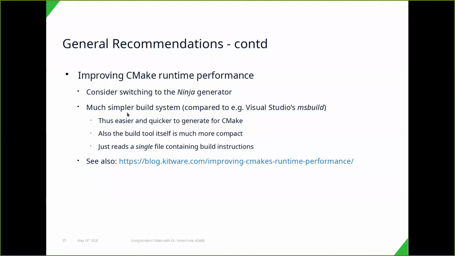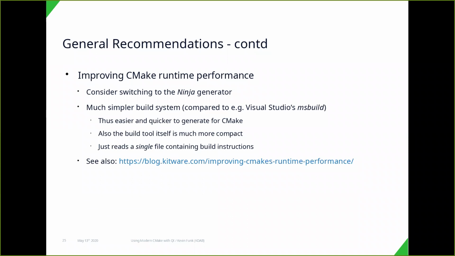Right. And just one last thing before I end this. In order to improve the CMake runtime performance, it's really recommended to switch to the Ninja generator, because it's basically a much simpler build system. In the end, if you run CMake and generate Ninja build files, it will end up generating just one single file, and the Ninja build system will build your project a lot faster. Look at that link for more information about that.